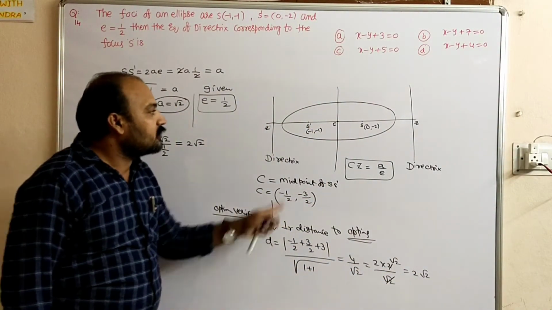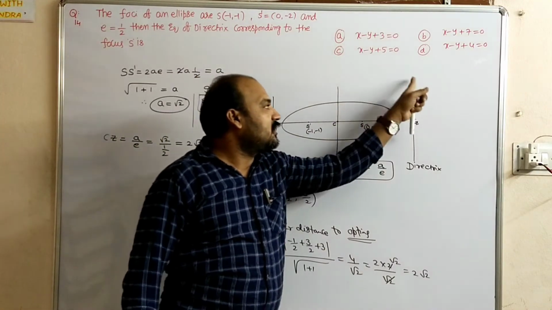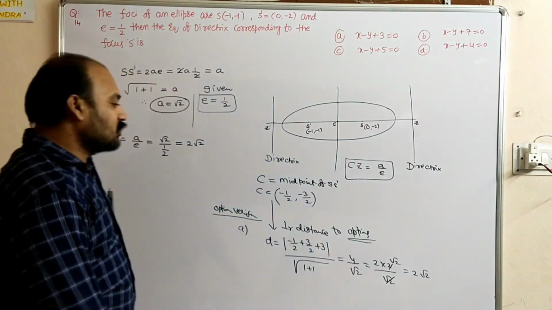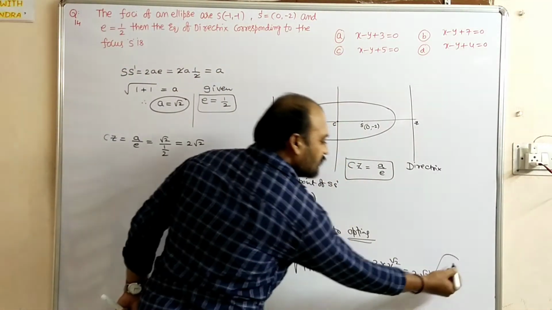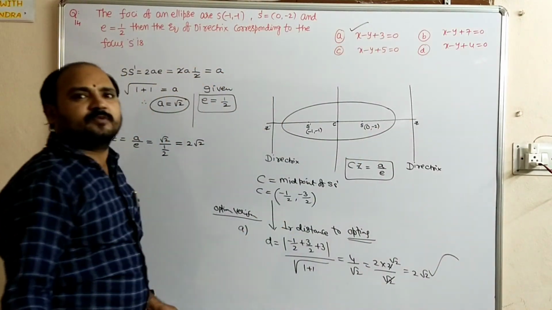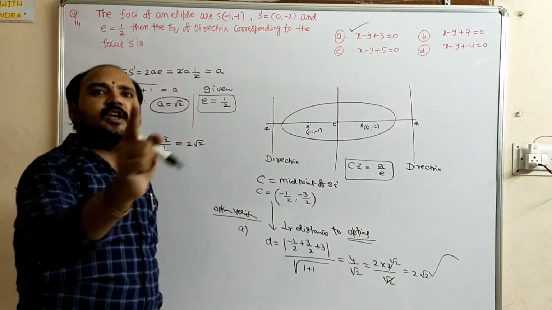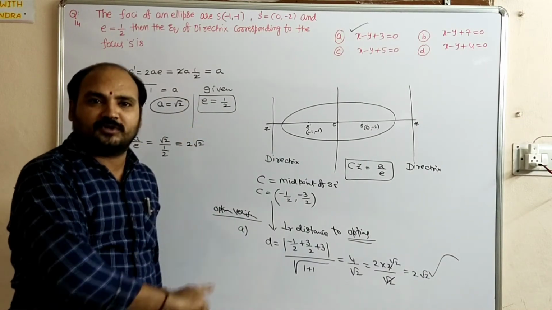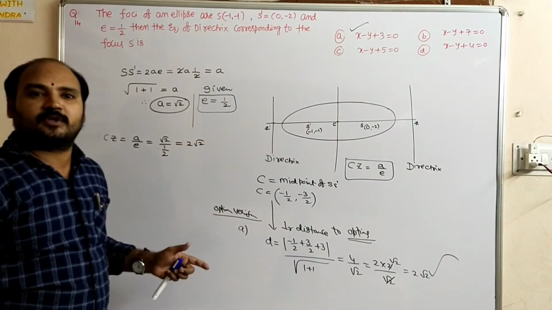So D means what? Perpendicular distance from the center of the ellipse to the directrix. So the first option is the only one satisfying. Whenever the first option is right, no need to check the remaining options. Why? Because it is a multiple choice question with a single correct option. So the first option is the right option.